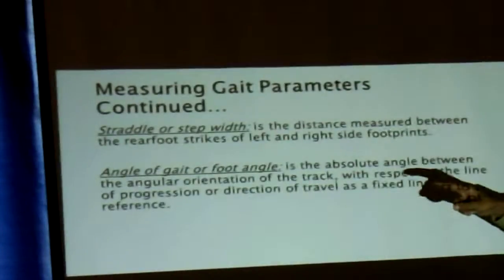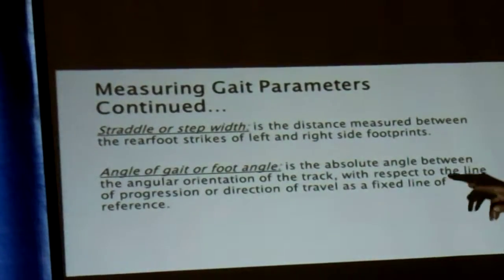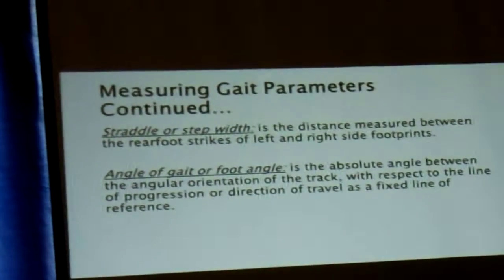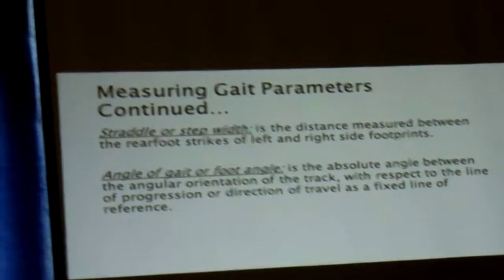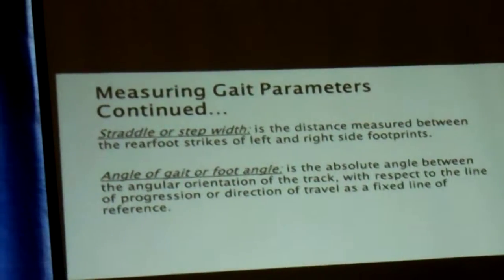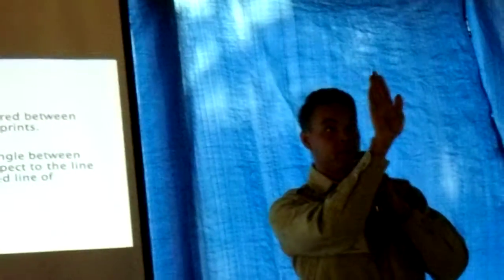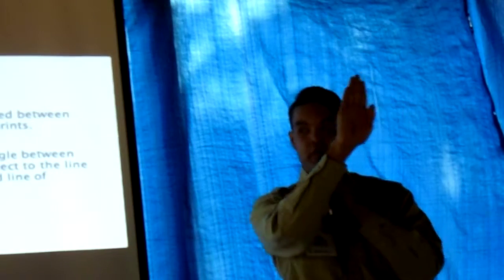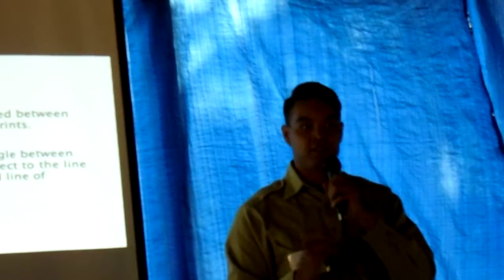Angle of gait or foot angle. That's the absolute angle between the angular orientation of the track with respect to the line of progression or direction of travel as a fixed line of reference. So if he's moving this way, that angle is the difference between here and the direction he's moving. That's his angle of gait.